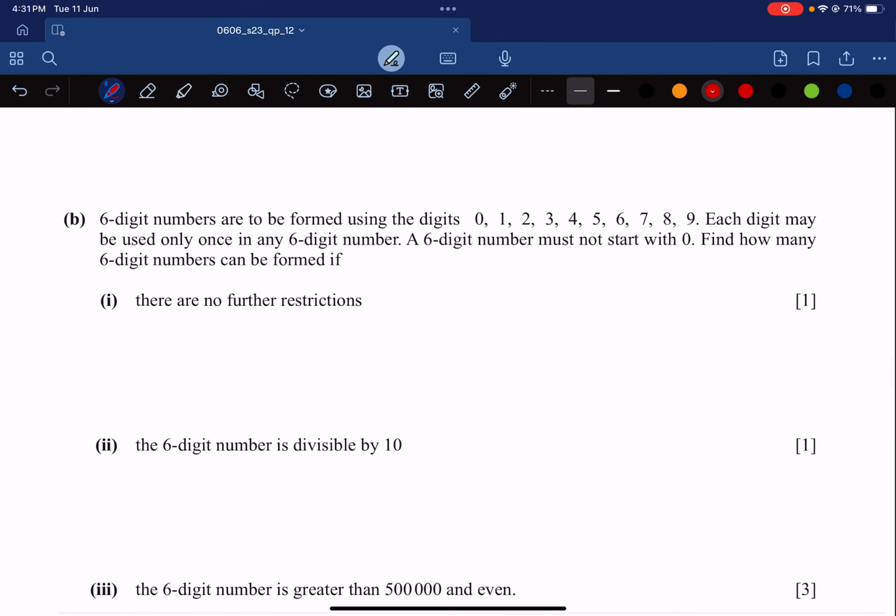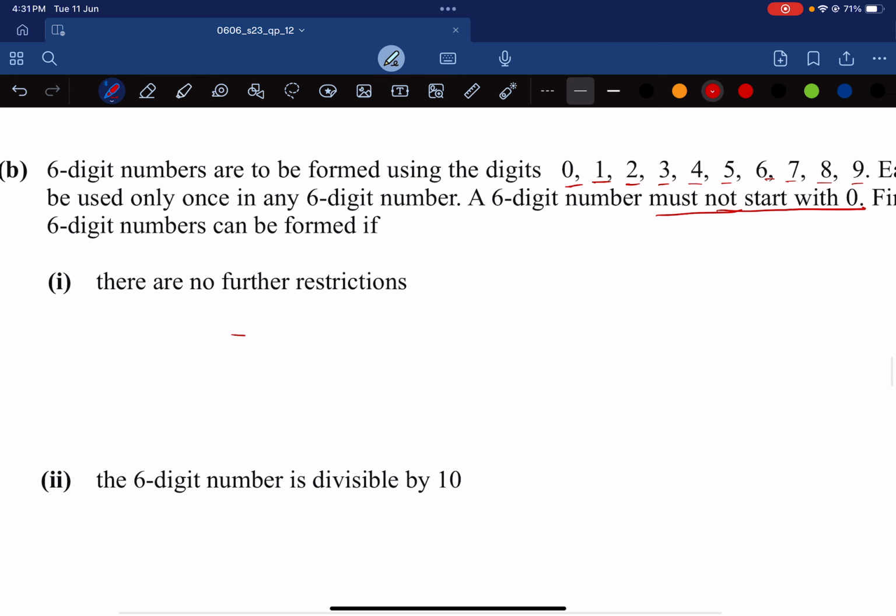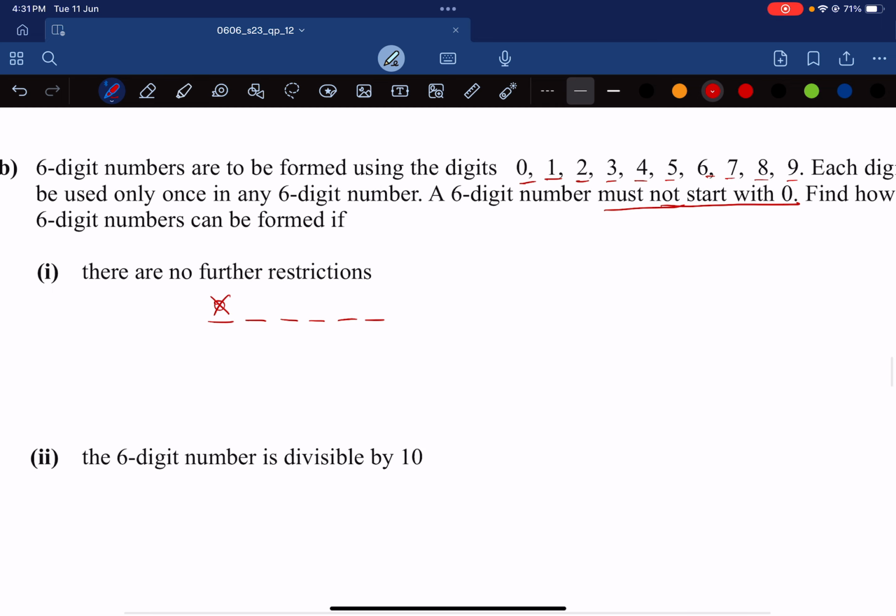6-digit numbers are to be formed using digits 0, 1, 2, 3, 4, 5, 6, 7, 8, 9. Each digit may be used only once in any 6-digit number. Must not start with 0. No further restriction. So we have 1, 2, 3, 4, 5, 6. Cannot be 0, right, for the first digit. This is the first digit, we have 9 options, right? We have 9 options. And then 9 choose 1, right?